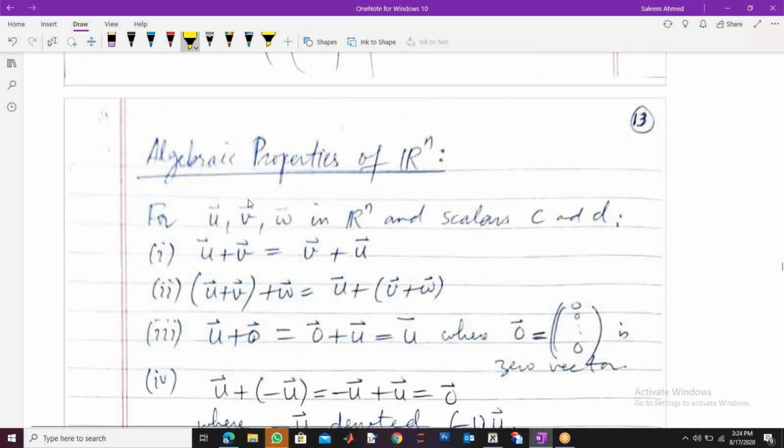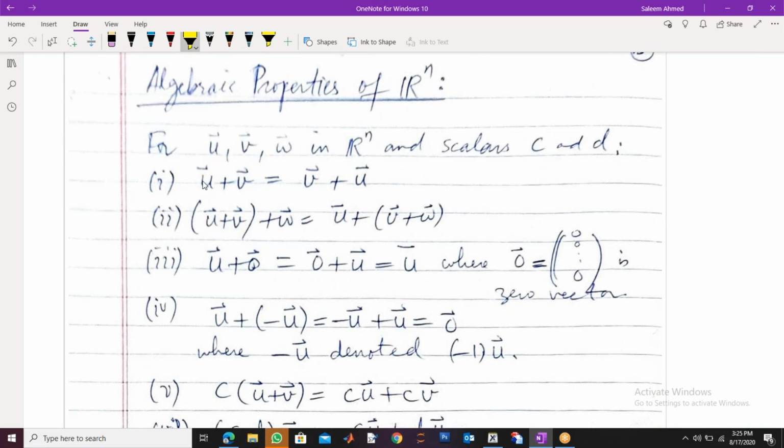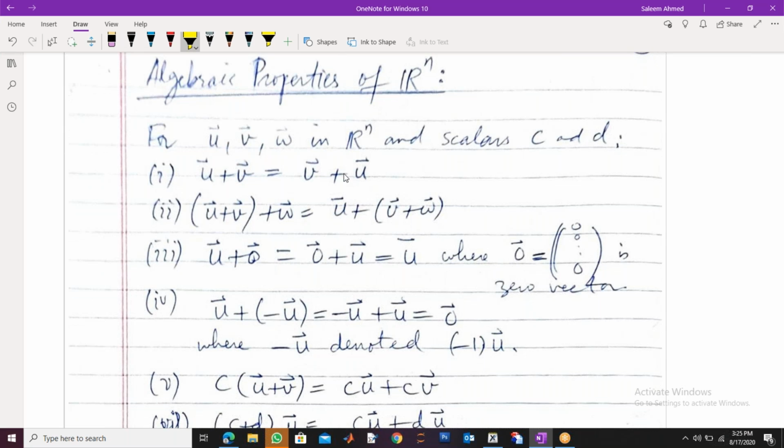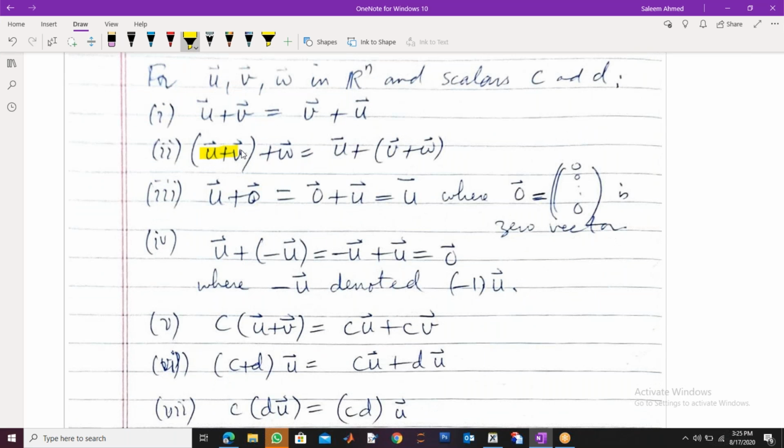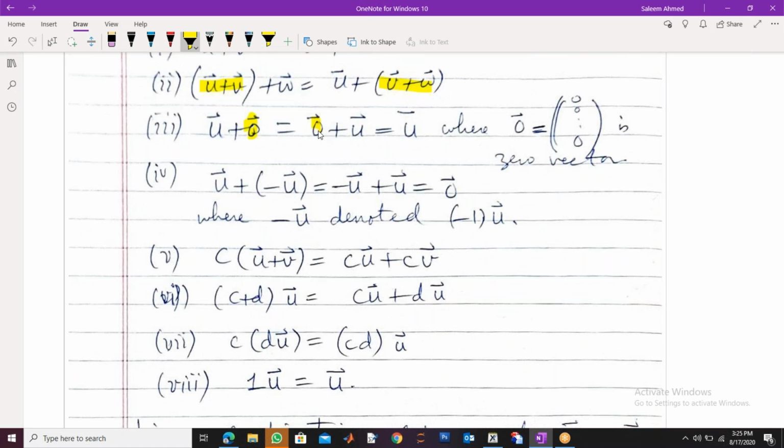So there are some properties that come from the matrices as well. You can add two vectors, u plus v and v plus u, they will remain the same. u plus v plus w and u plus v plus w means you can change the order of operation, it will remain the same. 0 is a vector which is called the zero vector. If you add 0 to any vector, that vector will not change. Why? Because all entries of the 0 vector are 0. We call it a 0 vector.